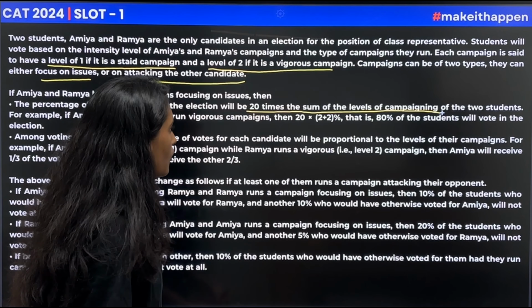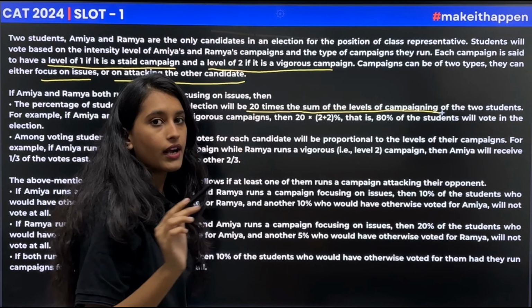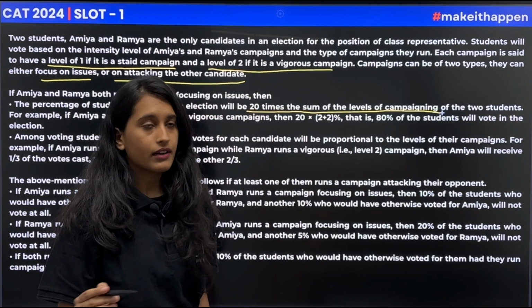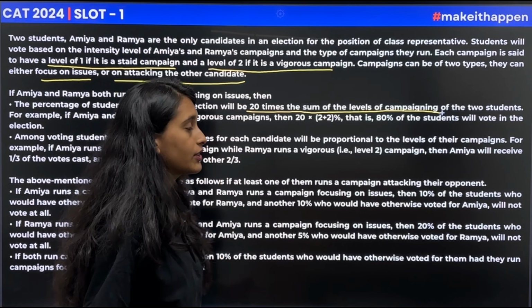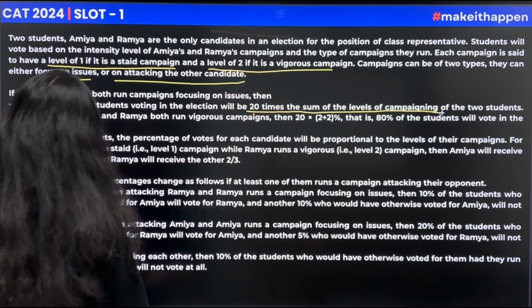ठीक है, अगर विग्रस कैंपेन है, जैसा कि हमने देखा विग्रस कैंपेन इज ऑफ लेवल 2, अगर विग्रस कैंपेन है तो it would be 20 into 2 plus 2, अगर स्टेट कैंपेन है तो it would be 20 into 1 plus 1%. Okay, I hope that's clear.